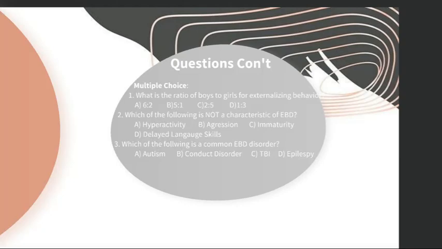Moving on to multiple choice, we have what is the ratio of boys to girls for externalizing behavior? Number 2, which of the following is not a characteristic of EBD? And number 3, which of the following is a common EBD disorder? The answers should be B, D, and B.